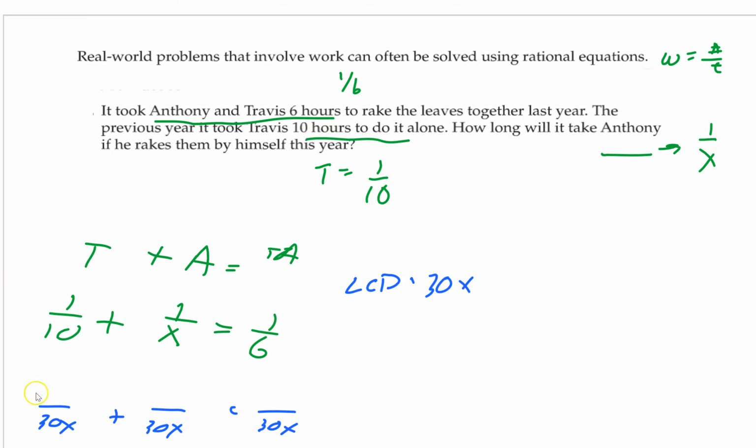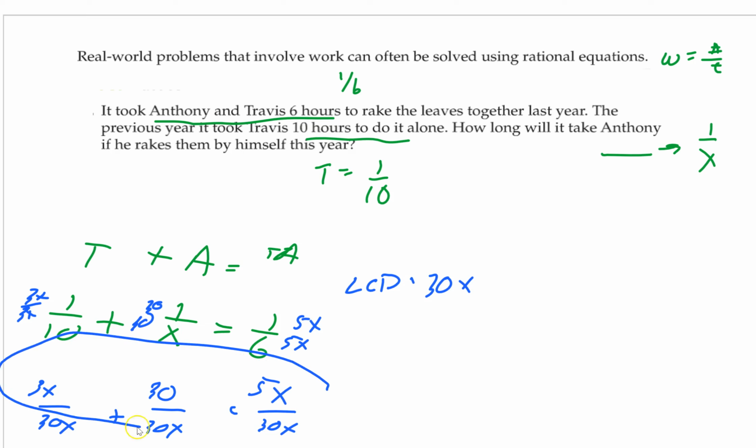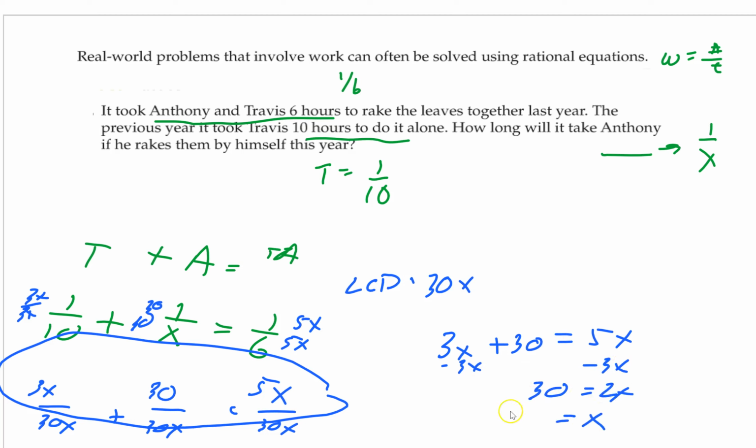How do I get from 10 to 30x? Well, I'm missing a 3x. So I get 3x right here. How do I go from x to 30x? You're missing a 30. So 30. And then how do you go from 6 to 30x? You're missing a 5x. Once you have the same denominator, you can just solve the tops. And you get 3x plus 30 equals 5x. Do some simple math. 30 equals 2x, and x equals 15. Anthony's apparently slow, and it takes him 15 hours to do it by himself.